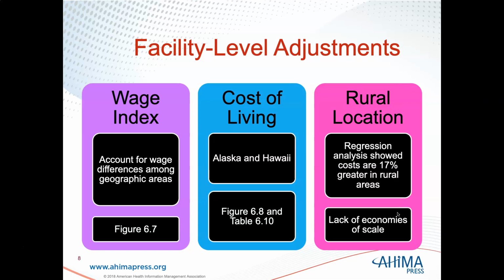And still the wage index really accounts for a lot of that. Versus if you think about California, New York, Florida, well, not really so much Florida, but California and New York versus Iowa. Very different in terms of the wages and cost of living that they have. And that's where wage index and cost of living come in. And then rural location. Costs are 17% greater in rural areas. A lot of that has to do with economies of scale that don't happen. So your book talks about how this all works and needs to be accounted for in facility level adjustments.